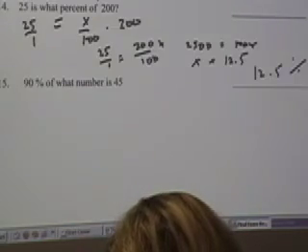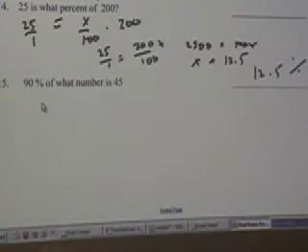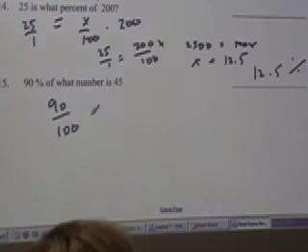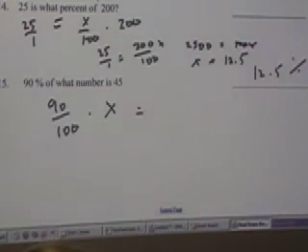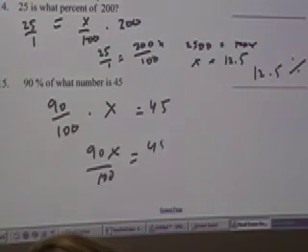I'll extend the page. 90% of what number is 45? So again, this is the way I do it. You might have a different method. 90 over 100 times x is 45. That's the way I do it. So I've got my proportion set up: 90x over 100 equals 45 over 1.